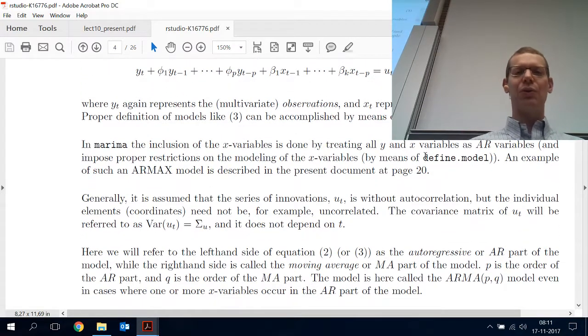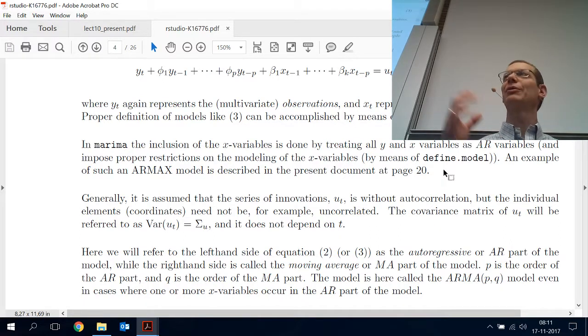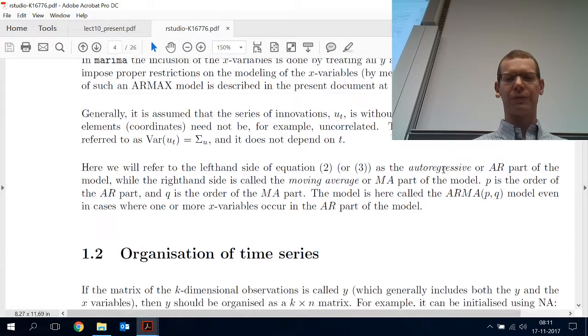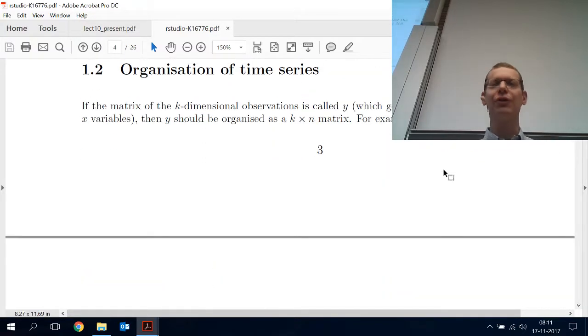Now, Marima is quite flexible regarding which parameters to include in the model. So therefore, there's a helper function called define.model that can help set up the scene, so to speak, what is to be estimated, what is not to be estimated. And the organization here is different.